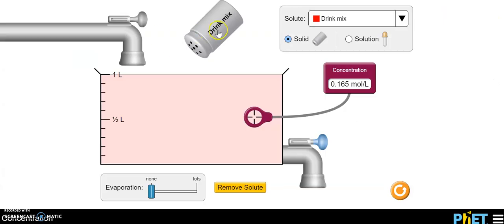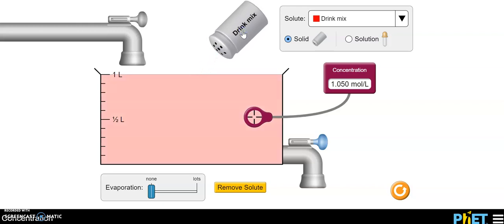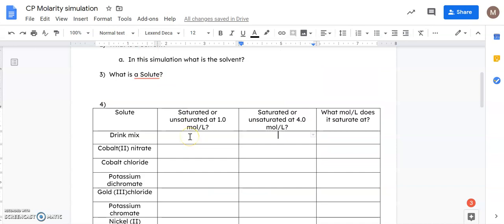So I'm going to go ahead and go here, and I'm going to shake this, and you can see my concentration is going up. So it's at 0.58, 0.88. Oh, I went a little tiny bit over, but I'm close. So at 1 mole per liter, this is not saturated. And I'll show you what it looks like when it is saturated. But what you're going to go back to here, you're going to go ahead in this spot, and you're going to write no in here.